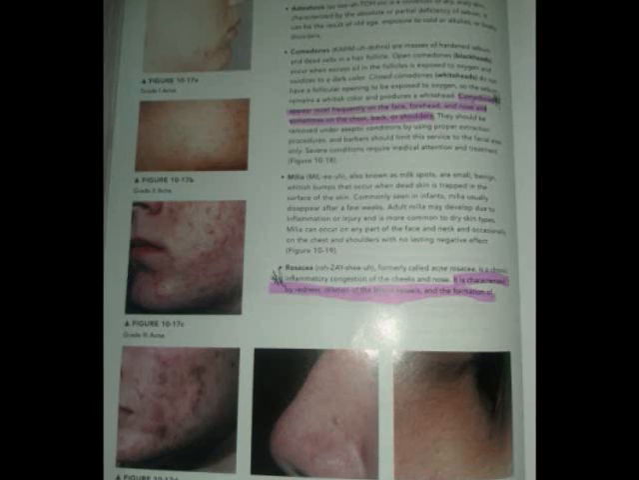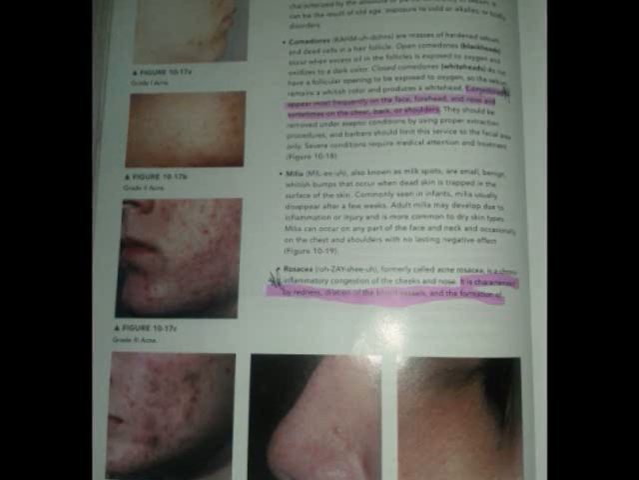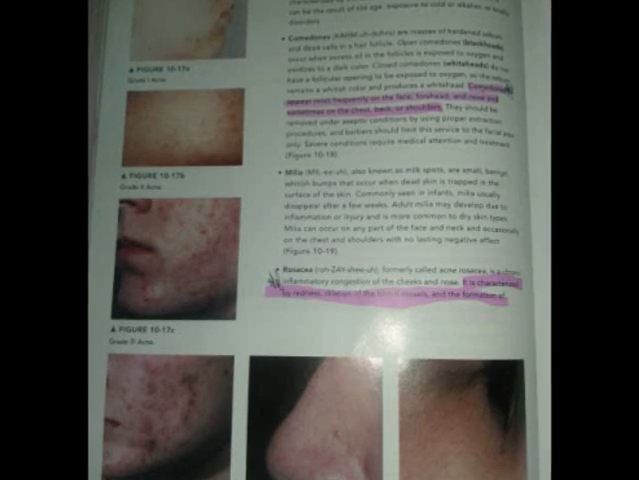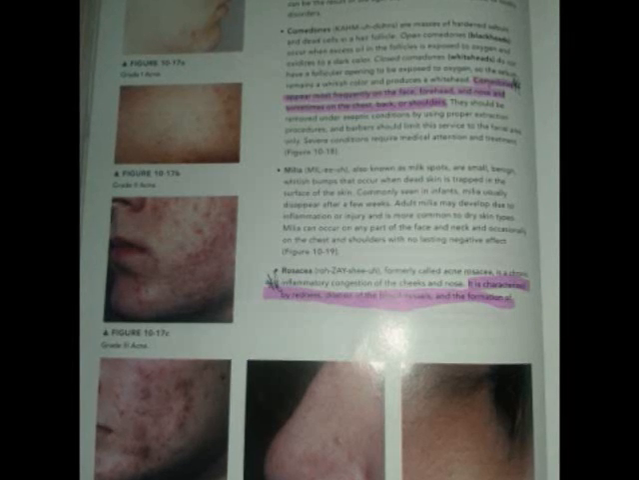Open comedones are considered blackheads, and they occur when excess oil in the follicles is exposed to oxygen and oxidizes to a dark color. Closed comedones, whiteheads, which can also be mistaken for pustules, do not have a follicular opening to be exposed to oxygen, so the sebum remains a whitish color and produces only a whitehead. Okay, hopefully we have a fair understanding of that.